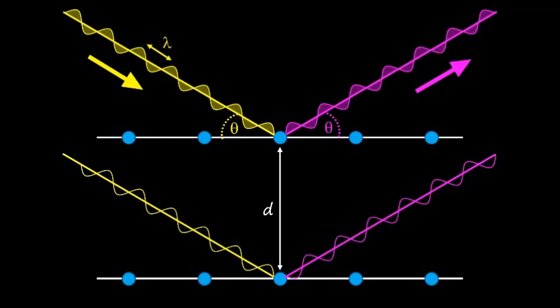Incoming X-ray beams of wavelength lambda, shown in yellow color, impinge upon a crystal at an angle of incidence theta. They are subsequently reflected from the atoms with the same angle theta. The emerging beams are shown in fuchsia color.